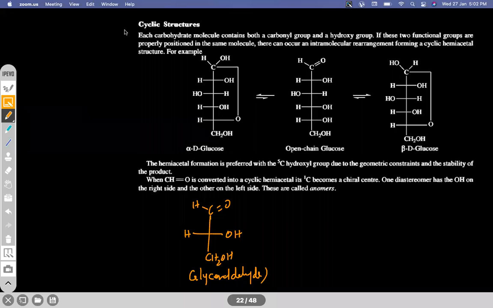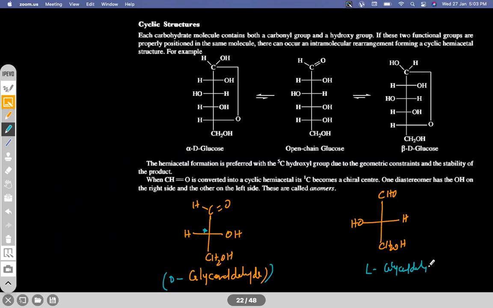Okay. So based on the position of OH on this carbon, the chiral carbon, we say it is D or L. Correct? D or L. So when OH is on the right side of this carbon atom, then it is D-glyceraldehyde. Similarly, if you draw the other one in which OH is on the left and H is on the right, obviously it is the isomer. This we call L-glyceraldehyde. So D and L we define like this with respect to glyceraldehyde. OH on the right side of the chiral carbon, it is D-glyceraldehyde.